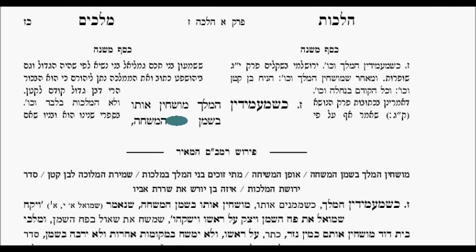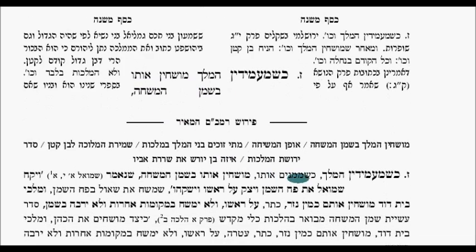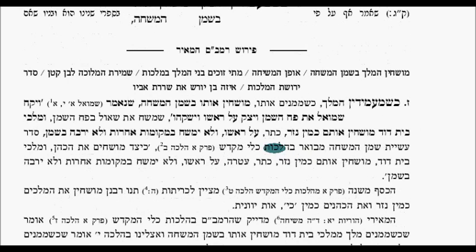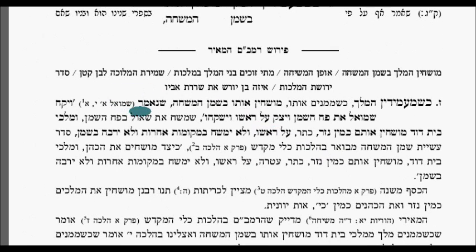Melachim, Perek Yud Zayin. When you establish a king, you have to anoint him with Shemen HaMishcha. Now we'll go to the Peirush, because it says this.